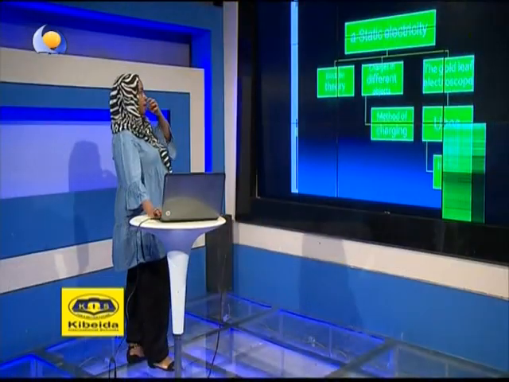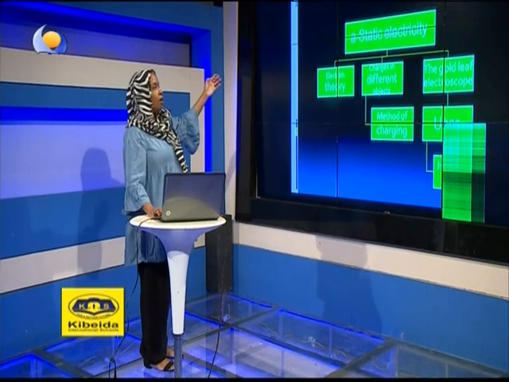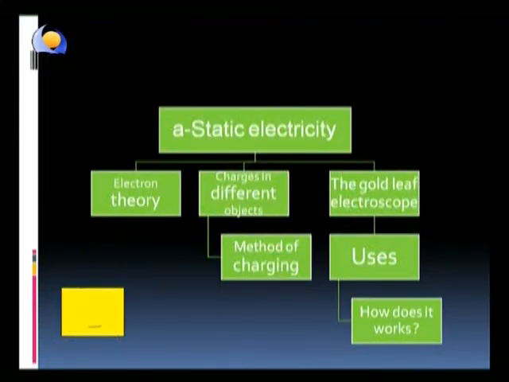Let us start with electricity unit. Electricity unit is divided into three. The first one is A, static electricity, B, natural electricity, and then C, current electricity. A, static electricity. Static electricity contains information about electron theory, protons, electrons, neutrons, and so on.